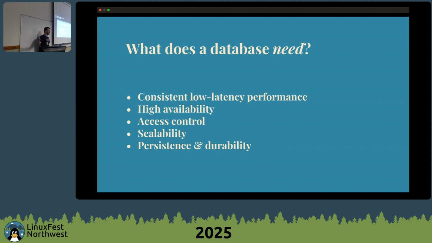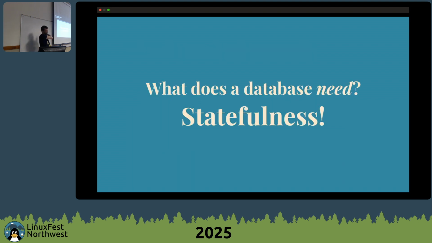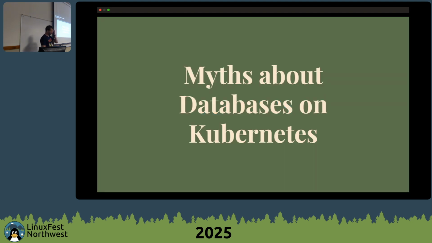And then finally, we need persistence. We need our data to never go away. We need it to still be there when we come back later. So if a pod gets moved, if an entire cluster gets replaced, we need to make sure we still have our data. That's the most important thing, right? It's the statefulness. That's the thing that makes this different from all those other things that we're very happy to run in Kubernetes. That's what makes this scary. So let's talk about why it's scary, right?